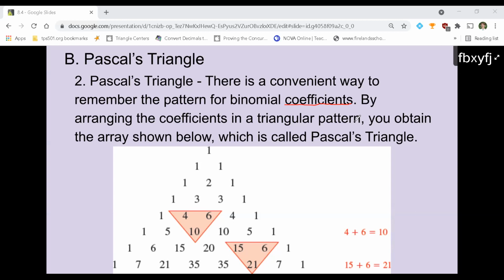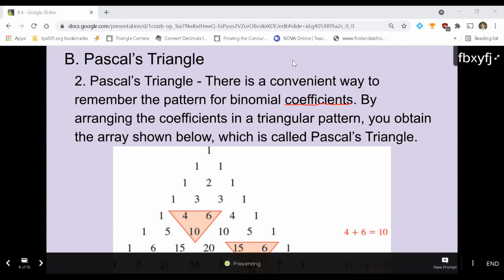Yay? This is really just a pattern recognition class. If you understand how the pattern works, this is really easy to do. Does anybody need more time on this slide? Do you see how Pascal's triangle works?